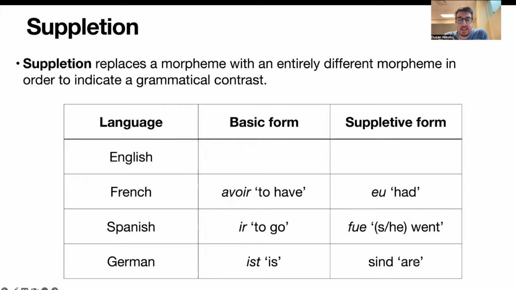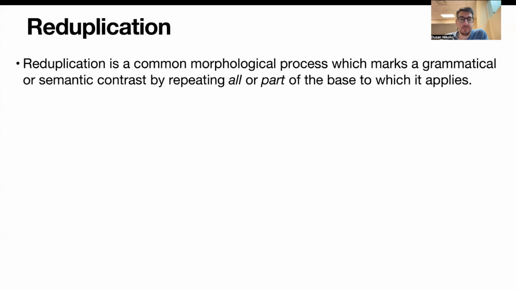Ist and sind, is and are in German. And in English, for example, to be, but in the past was and were, right? Or is and are in the present, and in the past it was and were. It's a completely different form. This is what we call suppletion. And we have reduplication.